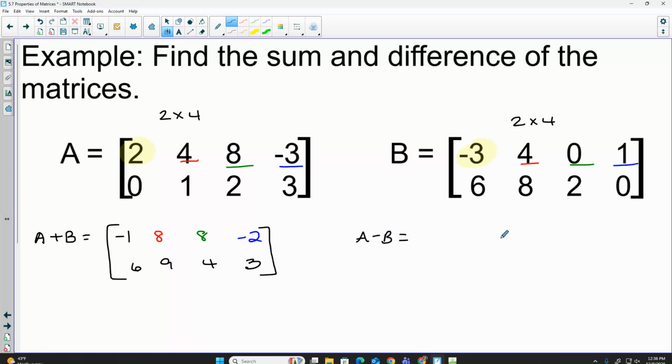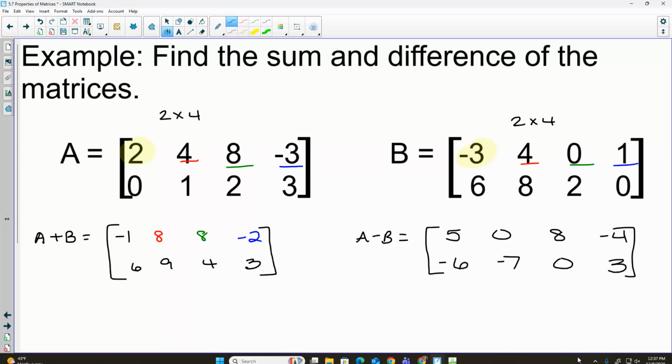All right, take a second and try A minus B. Subtract corresponding numbers. So 2 minus -3, 4 minus 4, 8 minus 0, negative 3 minus 1. Second row, 0 minus 6, 1 minus 8, 2 minus 2, 3 minus 0. All right, so can everyone in here add and subtract matrices? Okay.